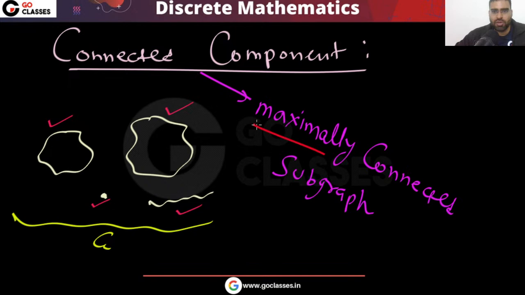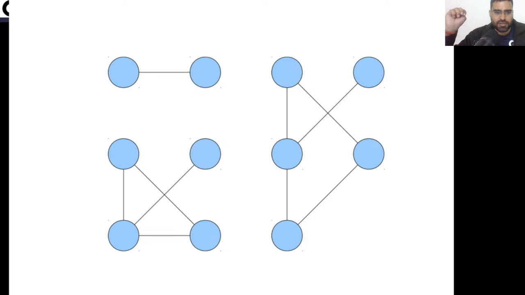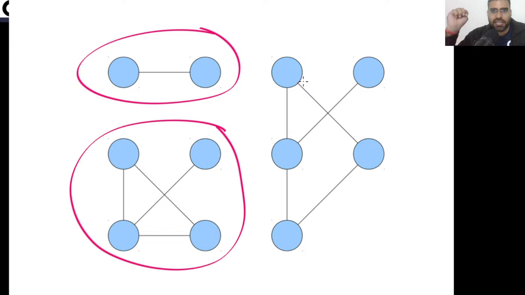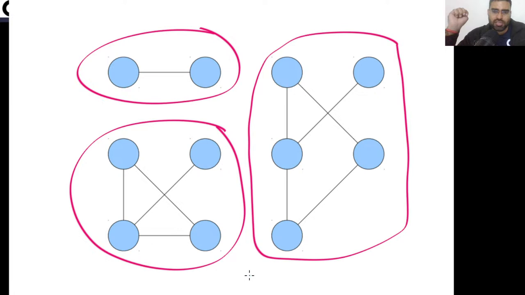Okay, like, for example, in this graph, how many components are there? Tell me. This is your graph G. How many connected components in this graph? Let me know. This is maximally connected. This is maximally connected. And you can notice this is maximally connected. So I can say total 3 connected components. So the answer will be 3.